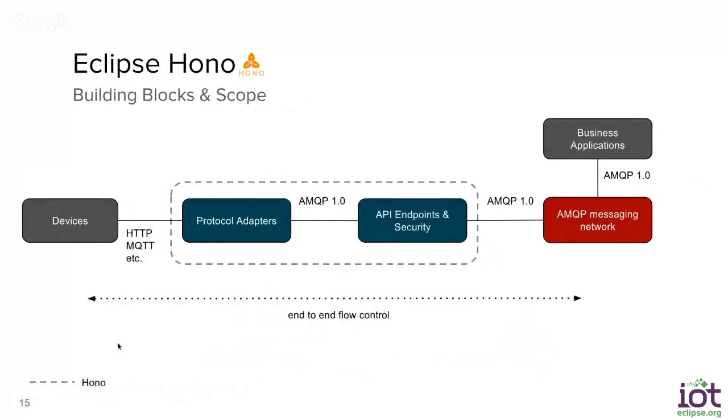End-to-end flow control here means that the whole system never accepts data or messages from devices if it is not able to process the data or send it downstream to a business application. This is implemented by means of the features of AMQP 1.0, which provides a kind of back pressure mechanism, meaning the consumer of the data can always tell the sender how many messages it is able to process. And this credit counter is continually updated by the consumer.